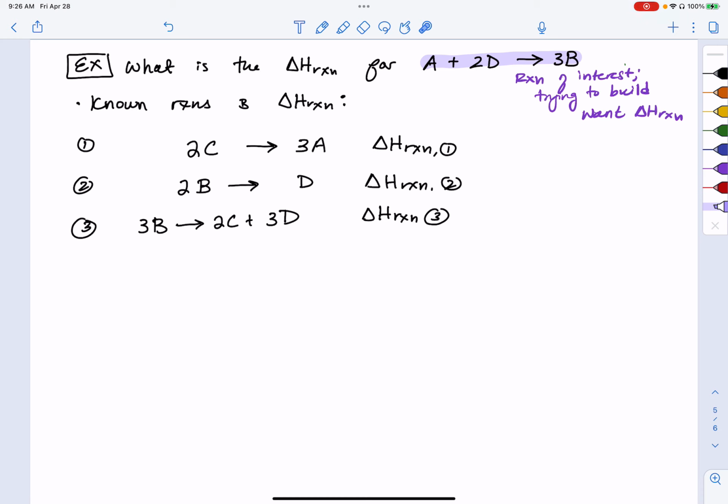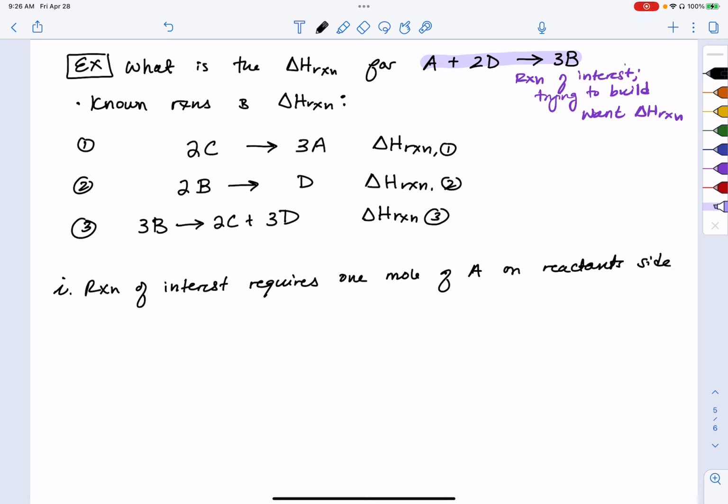So let's get started. Let's just jump right in. I'm just going to break this down into steps. The reaction of interest requires 1 mole of A on the reactant side. So if I'm looking through the toolbox, the Lego kit that I have in order to make this reaction, I'm going to look for a reaction that contains A, and I see that reaction 1 contains A. However, I notice that it has 3 moles of A instead of 1 mole of A, and it's on the product side.